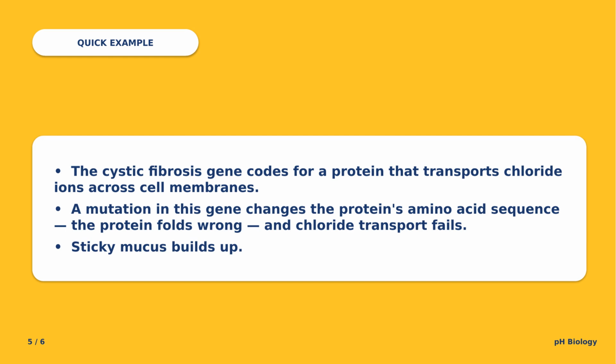Quick example, the cystic fibrosis gene codes for a protein that transports chloride ions across cell membranes. A mutation in this gene changes the protein's amino acid sequence. The protein folds wrong, and chloride transport fails. Sticky mucus builds up. That single gene determines whether someone has cystic fibrosis.